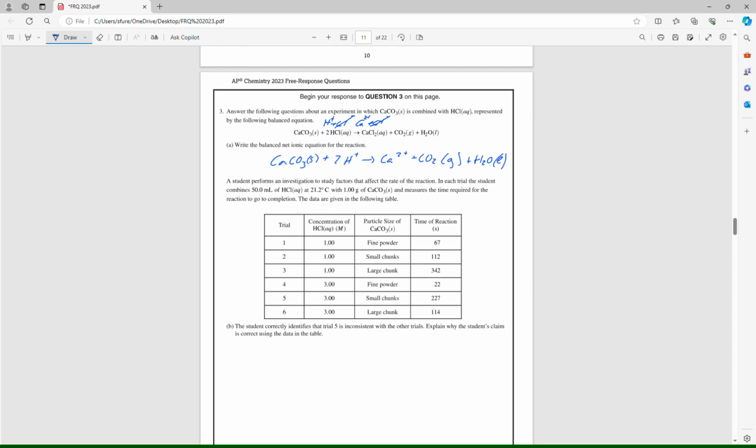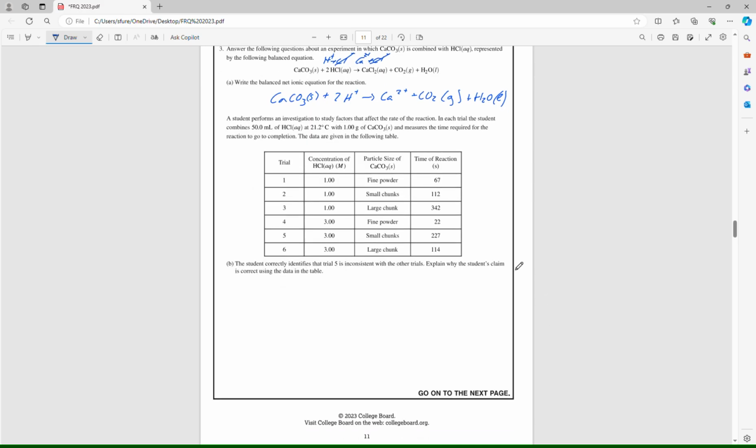The student correctly identifies that trial 5 is inconsistent with the other trials. Explain why the student's claim is correct using the data. Trial 5 is small chunks and the time it took was 227 seconds, which is unusual because large chunks took less time than the small chunks. So that makes no sense. It's inconsistent because the smaller chunks took a longer time than the large chunks, which doesn't make sense because trial 5 should have a larger surface area than trial 6. So that's the explanation. Surface area and rate are proportional.